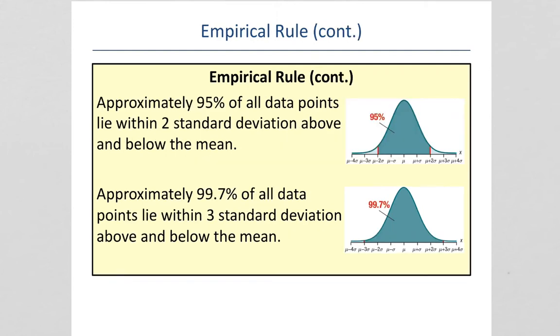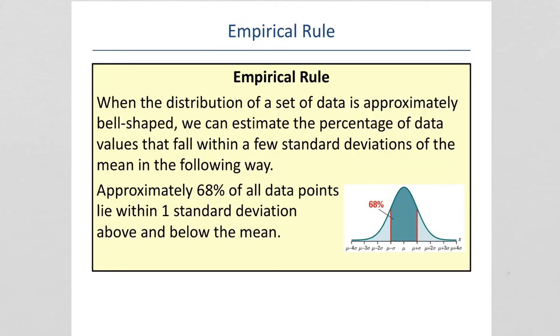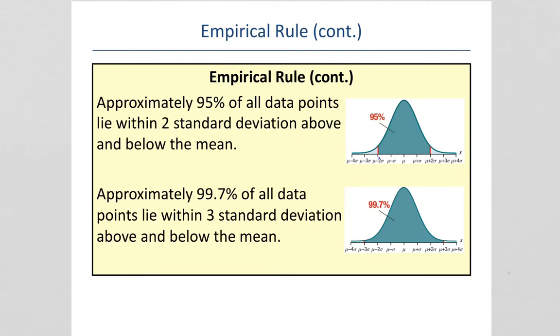So the empirical rule says that approximately 95% of all data points lie within two standard deviations above or below the mean. So 68% lie between one standard deviation above and below the mean, 95% within two standard deviations, and 99.7%, almost all of the data, lies between three standard deviations of the mean.